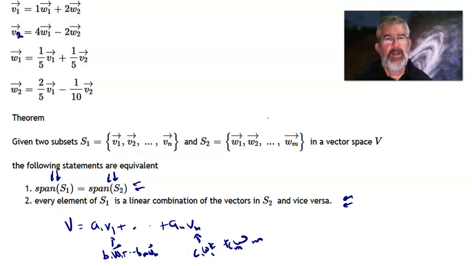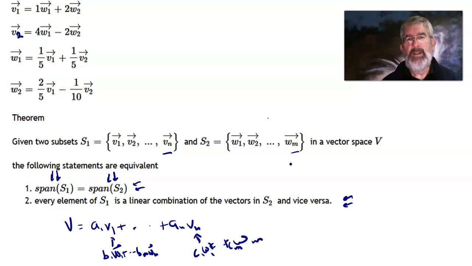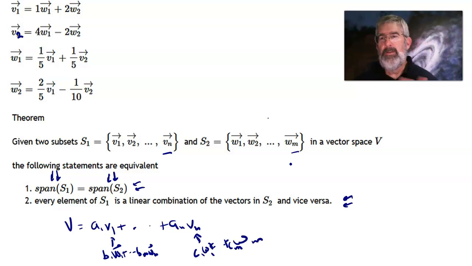Okay, and notice the numbers here are different. There might be the same number, but they might be different. As long as you know that every element of one set can be written as a linear combination of the other, and the other way around, then the two spans are equal to each other. Okay. Well, there you go.